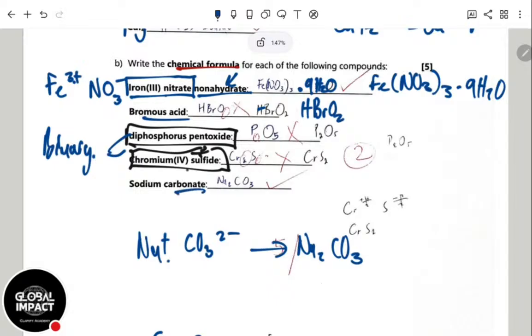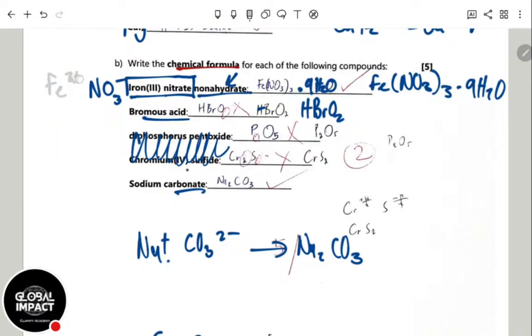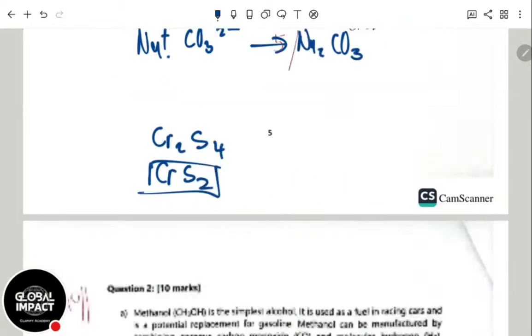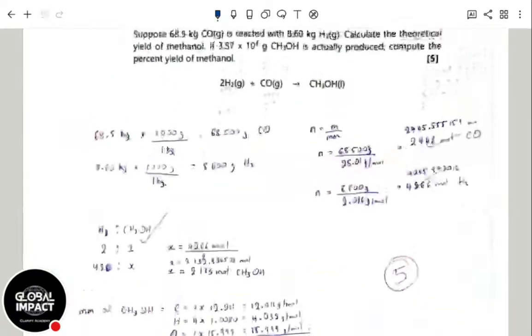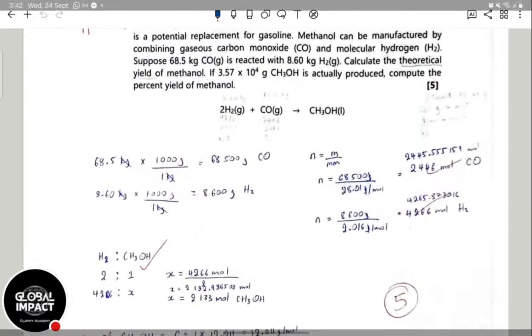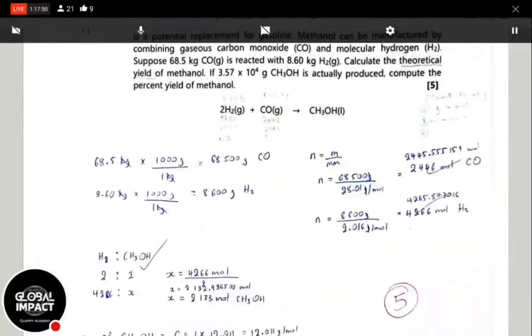Remember these ides, these are diatomic, we don't use the rules we have been doing right now because these are ending with ide. But here for bromous acid and for nonahydrate, we need to be using these rules. Okay, I hope you are good now with naming. Let's take a 5-minute water break and we are going to continue. I'm going to take a 5-minute water break.